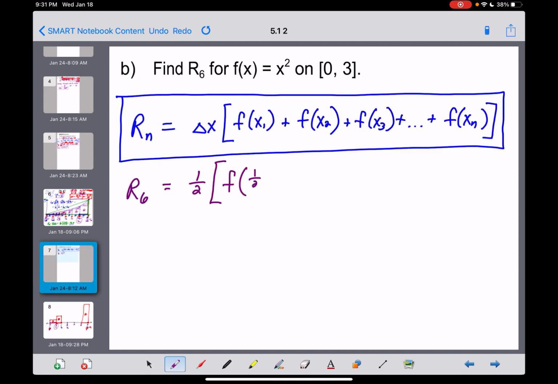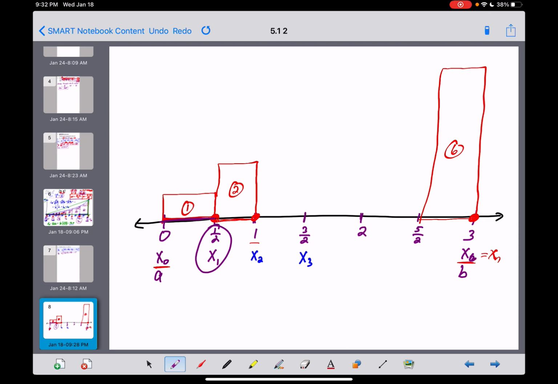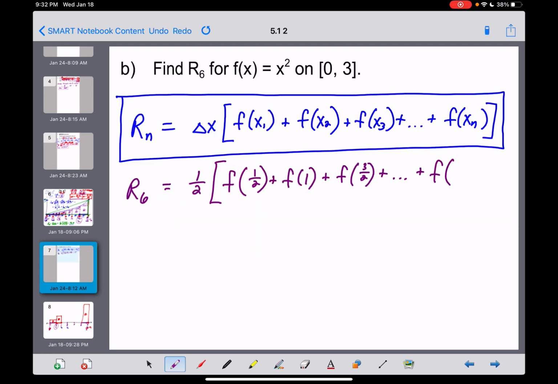So f of 1/2 plus, and now we just keep adding a half to that. F of 1, that's the height of the second rectangle. The third rectangle is f of 3/2, or its height is that. We'll put a plus and a dot, dot, dot, and a plus, and we end this thing now by measuring the height at f of, the right endpoint right here, which is at 3. So f of 3 is the height of the sixth and final rectangle in this approximation.